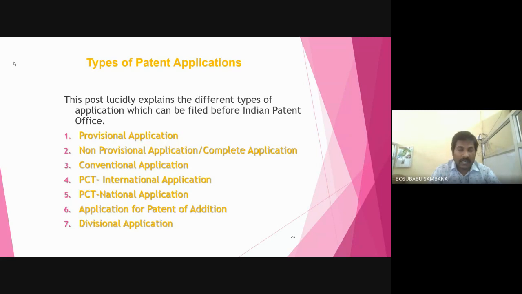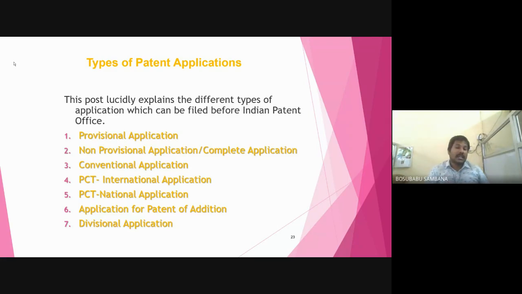Once you file a national phase application, later if you want to file internationally, then go to the PCT international application. Along with that, another one is application for patent of addition. Patent of addition means you already filed a patent as a provisional or non-provisional, meaning complete application. If you add more things, like your draft, or add more innovations, anything comes under application for patent of addition.